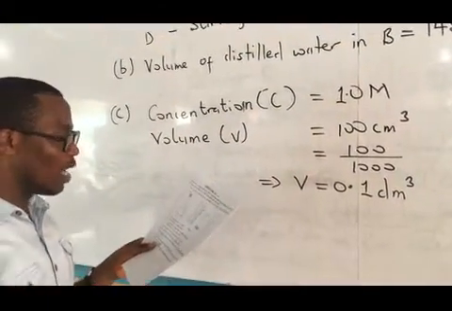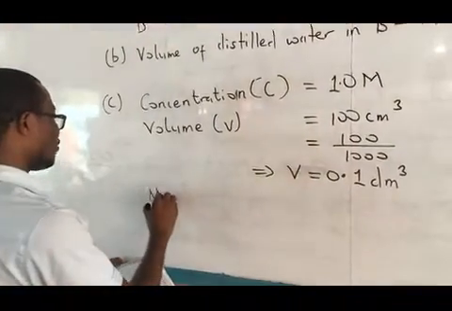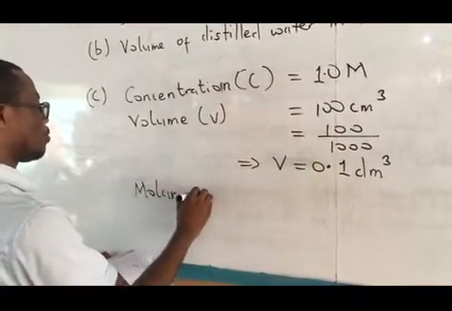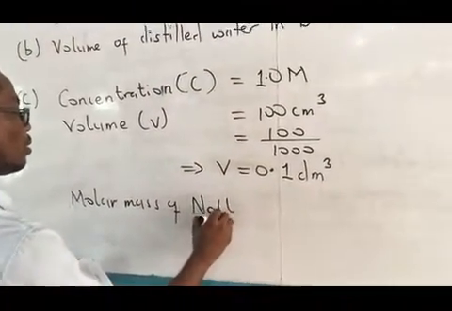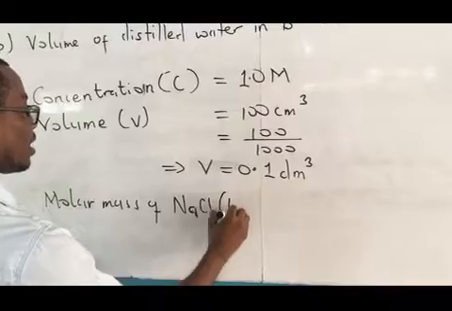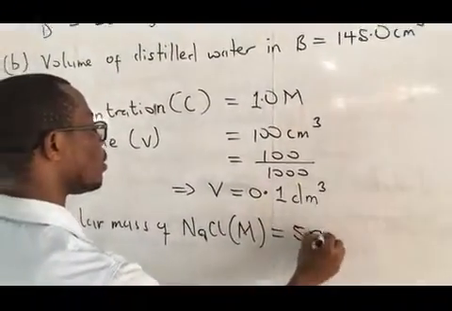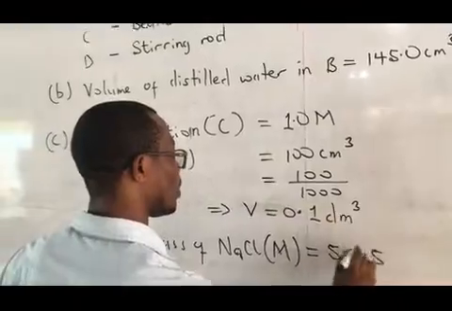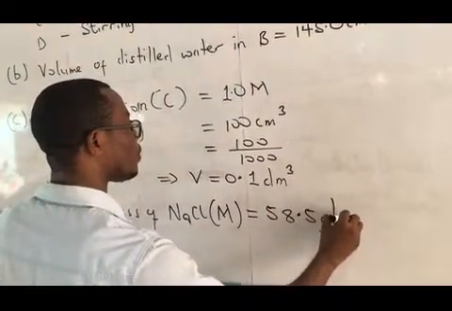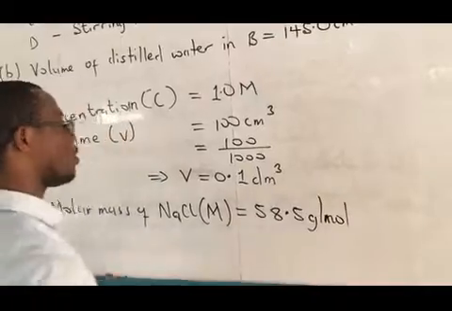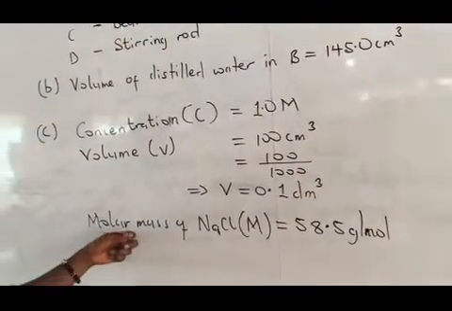It says the molar mass of NaCl is 58.5. So you have the molar mass of the sodium chloride. Molar mass is represented as capital M. That's 58.5. The unit of molar mass is gram per mole. So 58.5 gram per mole. In fact, this has been simplified.